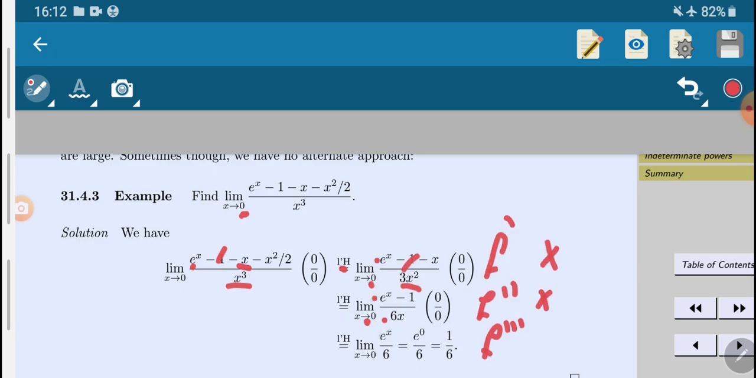The derivative of e power x is e power x. 1 vanishes. The derivative of 6x is 6. Replace x by 0. E power 0 is 1, so it is 1 over 6. Final answer: 1 over 6. So we have finished our work. Don't forget, we can use the first derivative up and down. If it's not sufficient, find the second derivative up and down. If it's not sufficient, find the third derivative or more.